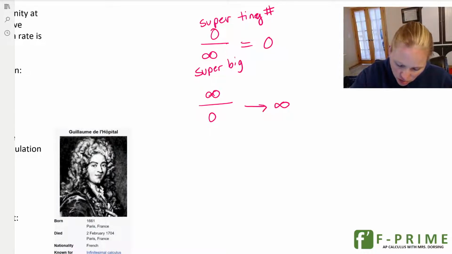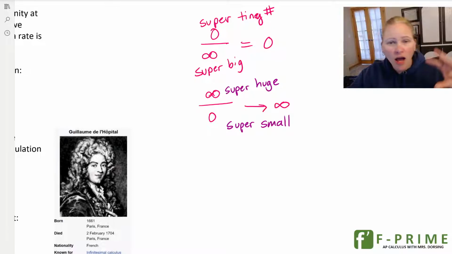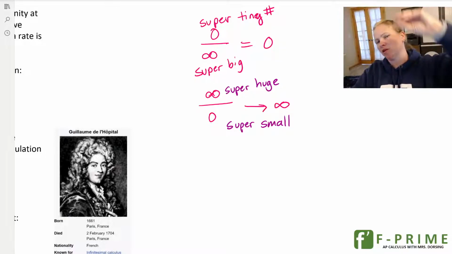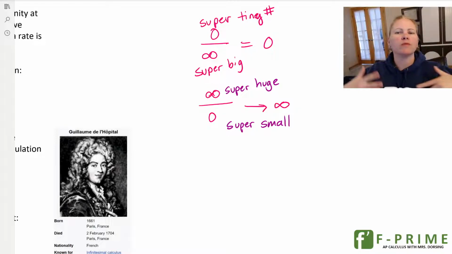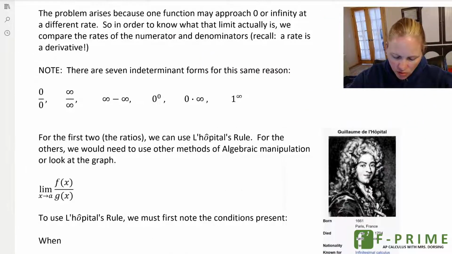Similarly, when we have infinity over 0, when we're evaluating the limit of a ratio, really what we're saying is, hey, we've got something super huge divided by something super small. And as the top gets bigger and bigger and the bottom gets smaller and smaller, then we approach a larger and larger value. So we would interpret that limit as approaching infinity. So remember, when we get a 0 and an infinity, think about it not as 0 or infinity, but just as a really small number and a really big number.